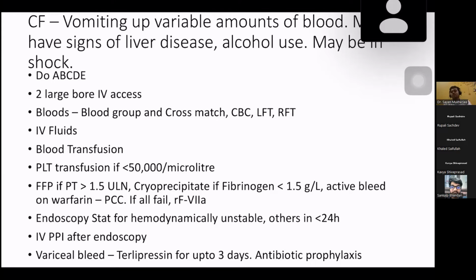Generally, it's not really available everywhere. It's difficult to procure it. So once you have done this basic thing, which is the resuscitation part, you send him for endoscopy. So ideally, you should send each patient as soon as possible.